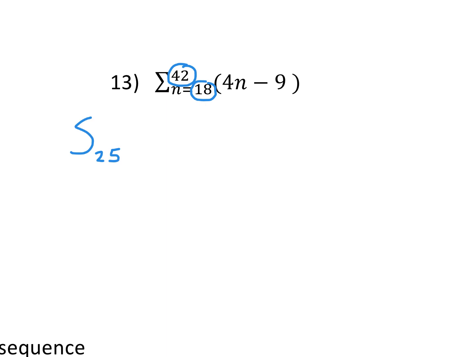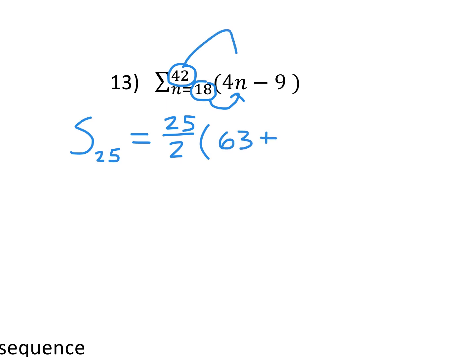So kind of imagine, what if the teacher told you, read pages 18 to 42? That just means you're not reading the first 17 pages. So it's actually 25 pages you would be reading. All right, so S25 equals 25 over 2. And now plug in the numbers. If you plug in 18, you get 72 minus 9, which is 63.